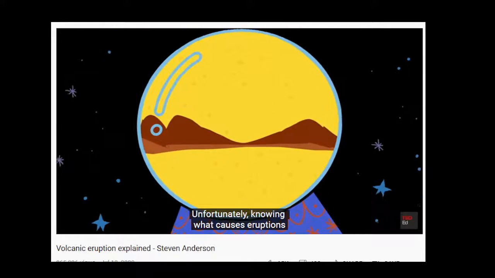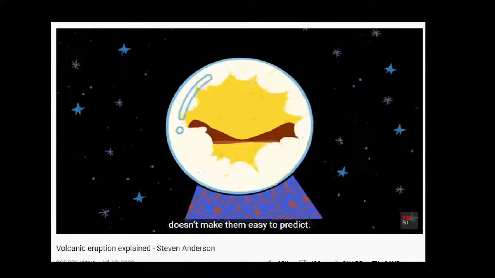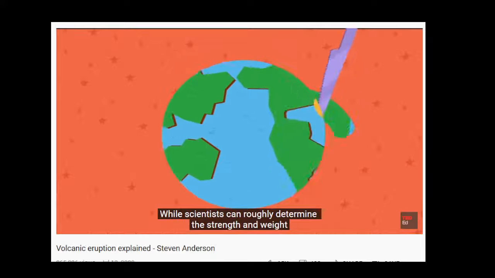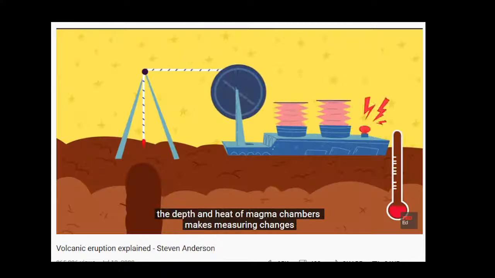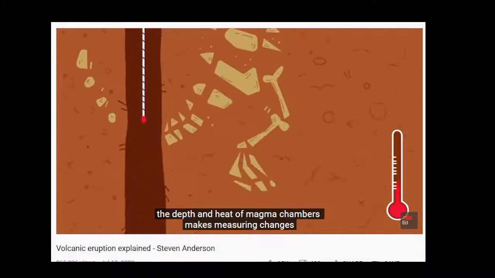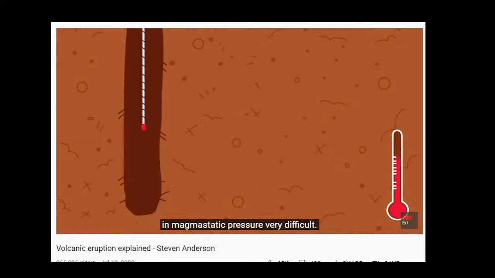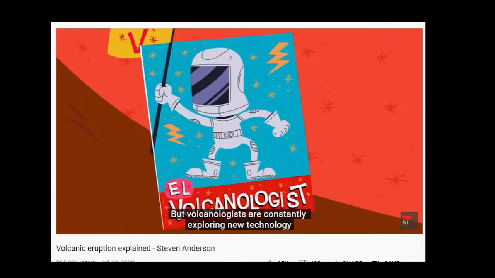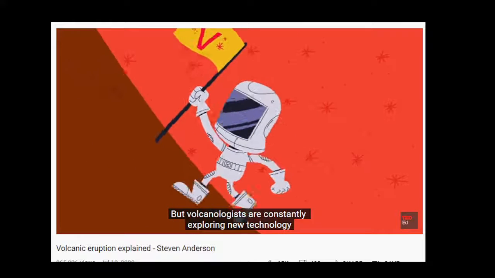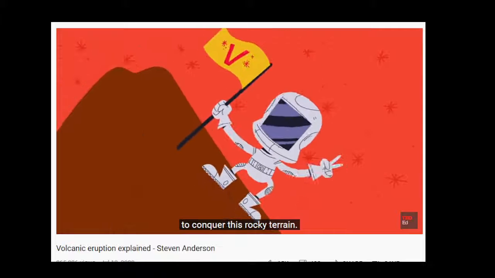Unfortunately, knowing what causes eruptions doesn't make them easy to predict. While scientists can roughly determine the strength and weight of the Earth's crust, the depth and heat of magma chambers makes measuring changes in magmastatic pressure very difficult. But volcanologists are constantly exploring new technology to conquer this rocky terrain.